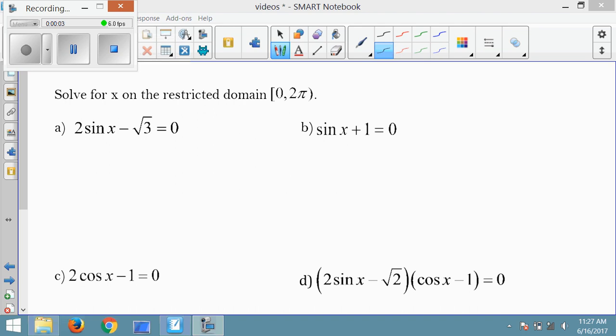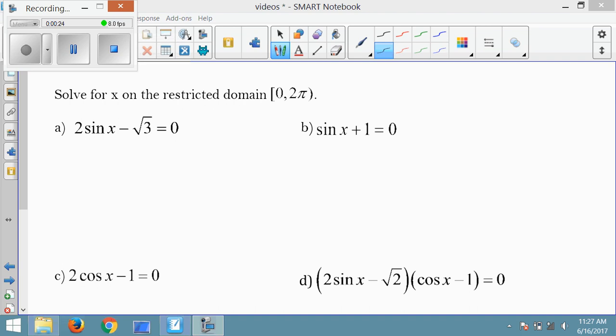We are going to solve a little bit more complicated trig function. There's just some algebra that we're going to have to do first before we start trying to find some angles. We are still going to solve for x in the restricted domain, so just one period worth, from 0 to 2 pi.